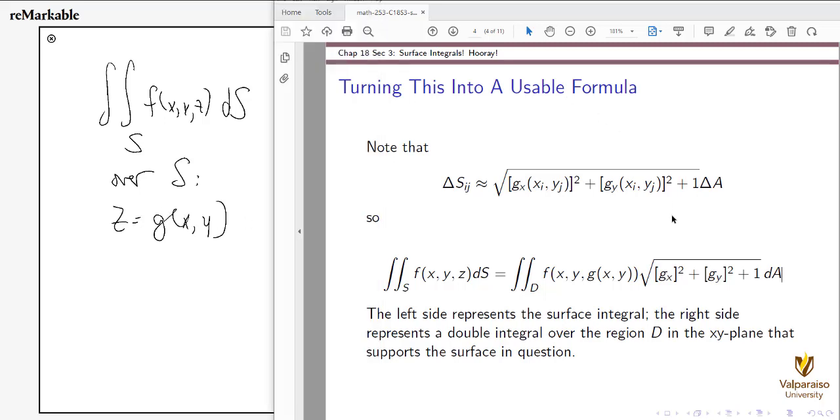It is that function g, the surface function, that we use in this expanded square root term that will open up the surface integral into a good old-fashioned double integral. You probably never thought you would be saying, oh, thank goodness this is just a regular old double integral, and yet here we are. So let's see a couple of examples.